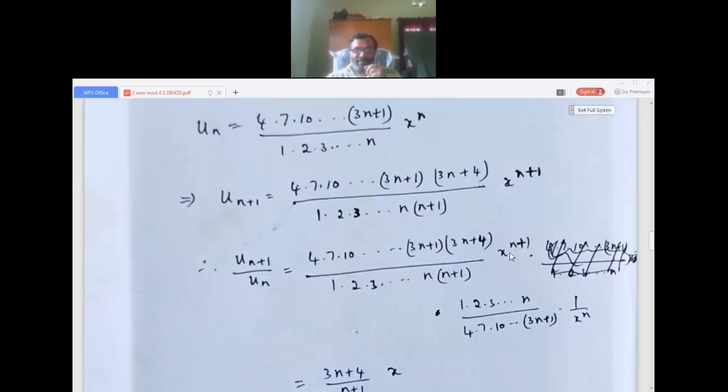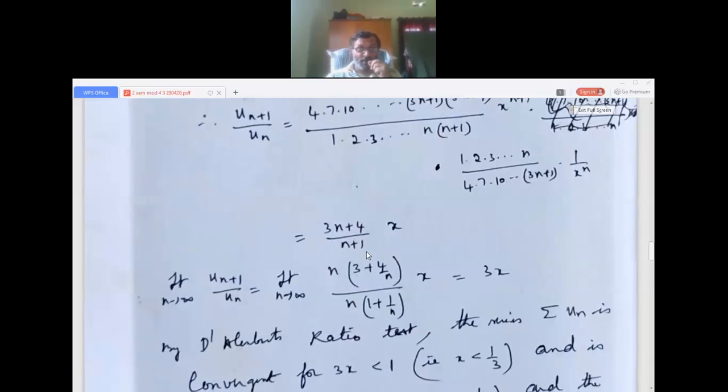So here what happens, x power n into x, we can write it as x power m plus n, that is a power m into a power n. So x power n plus 1 can be written as x power n into x. So x power n gets cancelled. So totally we are getting (3n plus 4) divided by (n plus 1) into x.